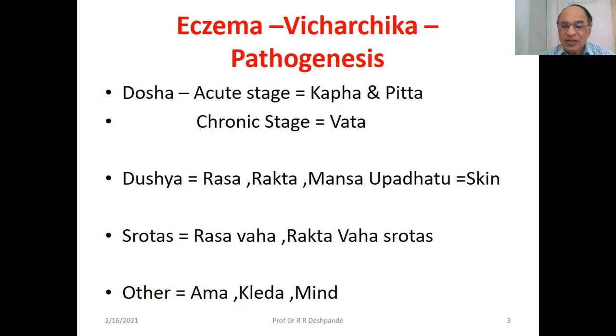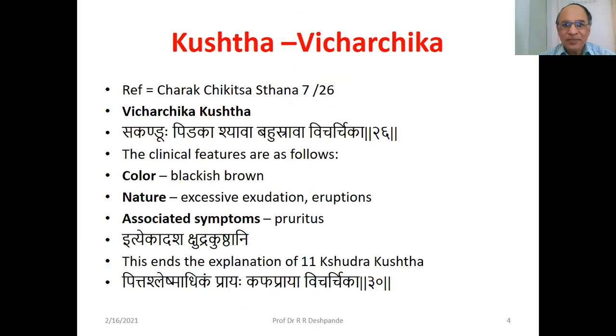and other factors for the pathogenesis are ama. Ama is a specific concept of Ayurveda. Whatever the waste product generated or the toxic material generated due to the faulty digestion or faulty metabolism in the body. There is also excessive moisture, that is called as kleda, and there is also a role or connection of mind in the formation or the development of Vicharchika.